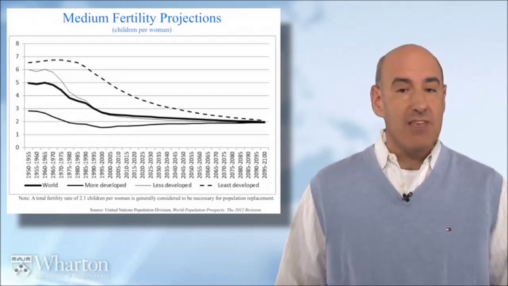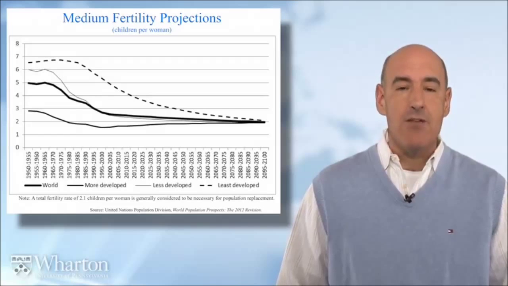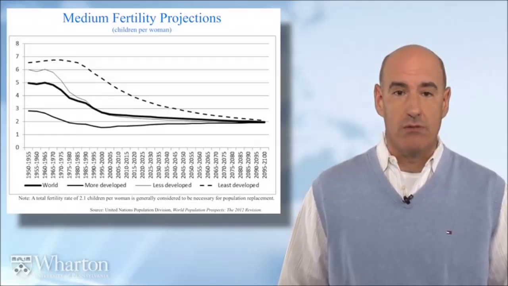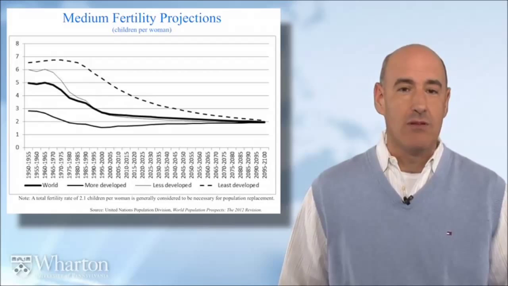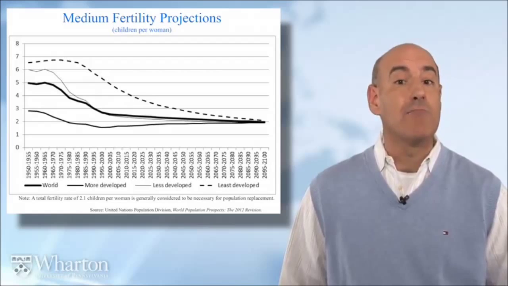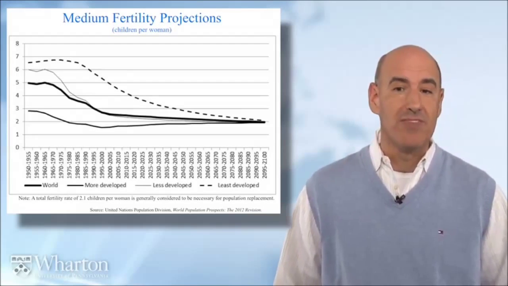Now, what this means essentially is that we're going to be witnessing very rapid population growth in the poorest parts of the world. And at the same time, we're going to be observing a shrinking population in the richest parts of the world, except that, of course, there's going to be some migration from the poor parts of the world to the rich parts of the world.